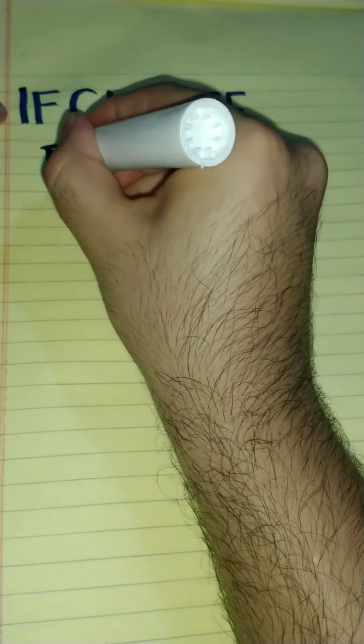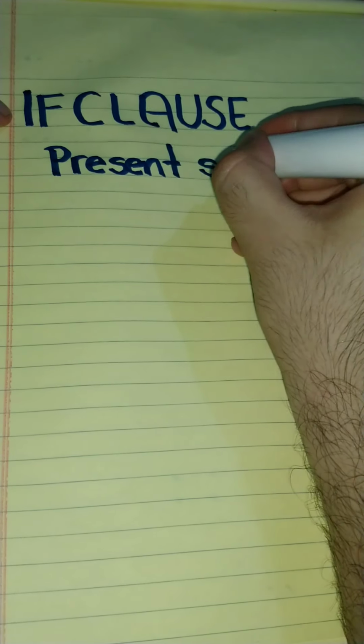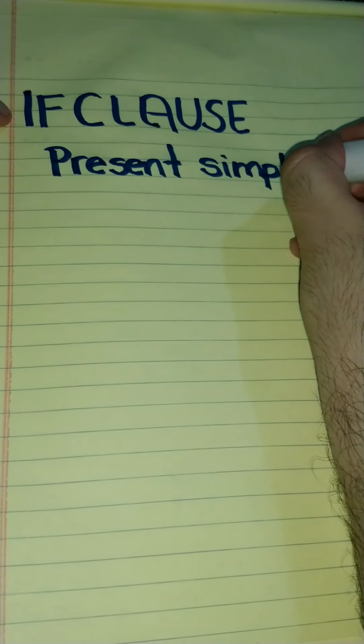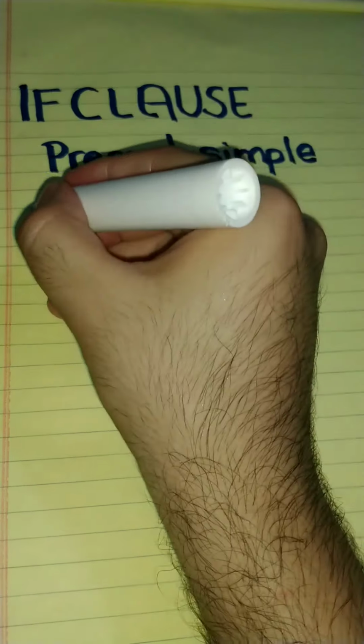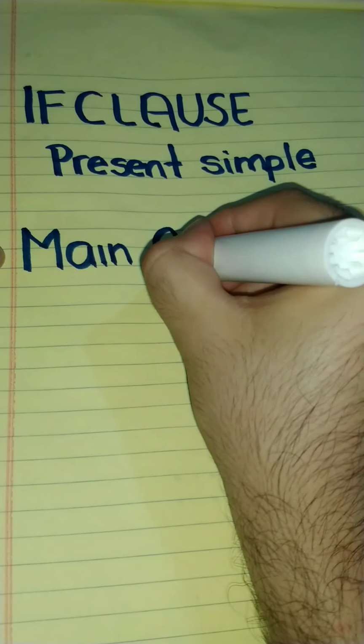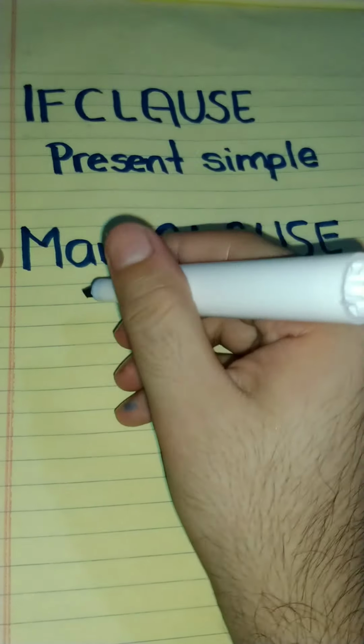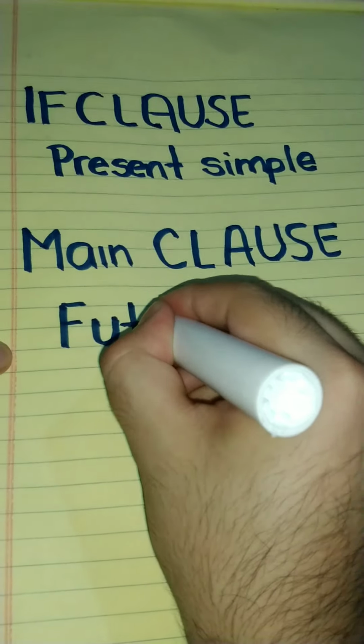So, as we have seen before, a conditional sentence has two clauses. The if clause, that in this first conditional must be in present simple. And also it has a main clause, which in this case must be in future will.